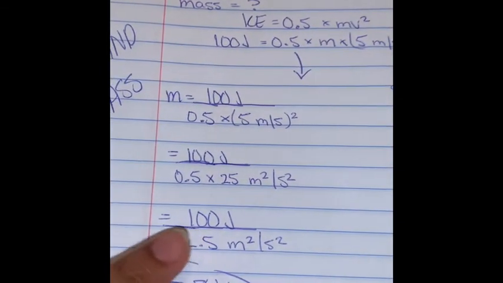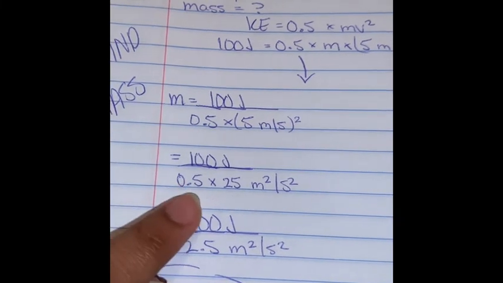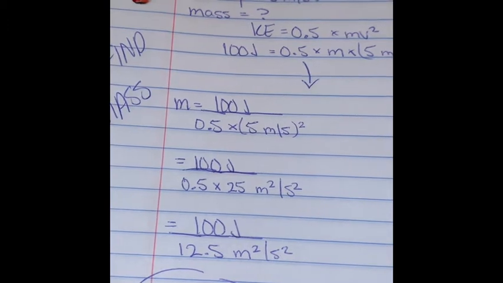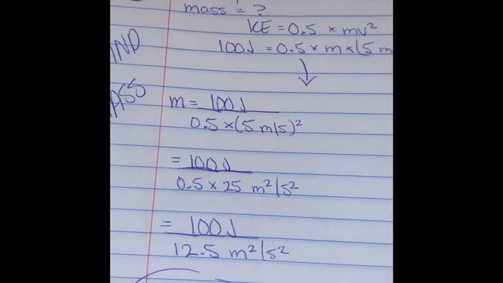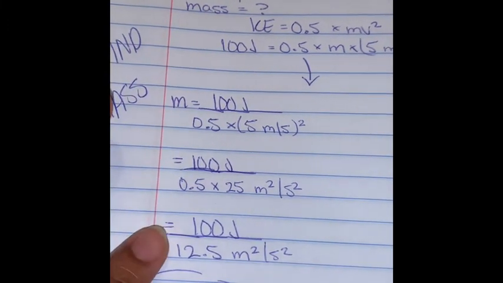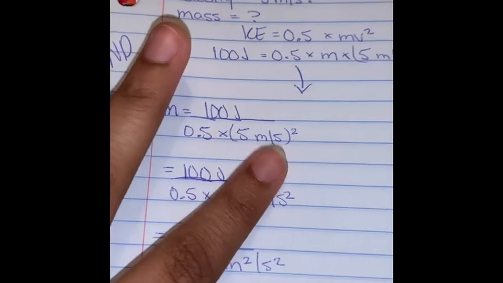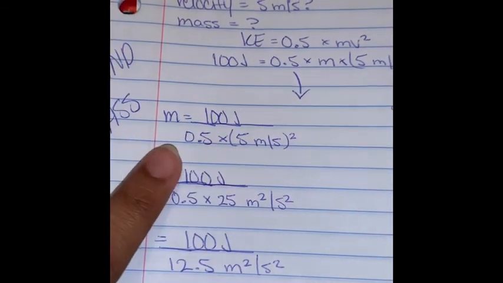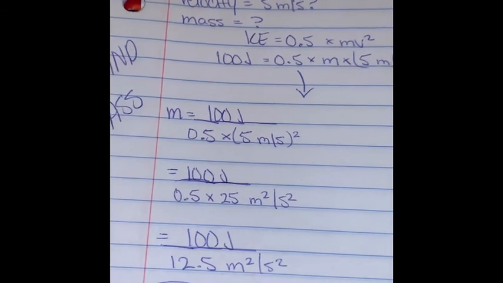Then you would write 100 joules divided by 12.5, after multiplying 0.5 times 25, which would give you the mass, which is 8 kilograms. So it's kind of like the same thing, basic math, honestly. But just remember to multiply the numbers that are in the parentheses first before multiplying by the half. Therefore, you won't get confused along the way and get the wrong answer.